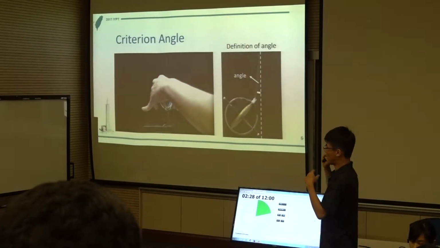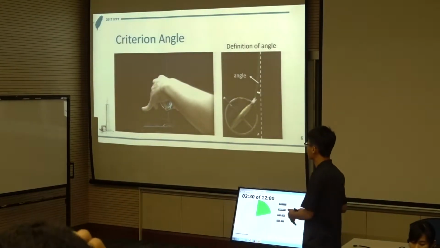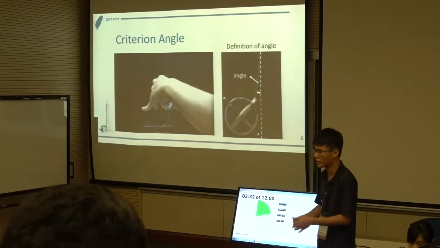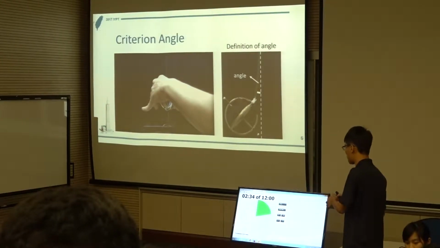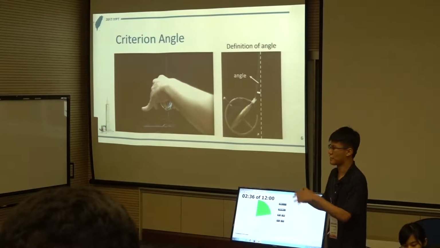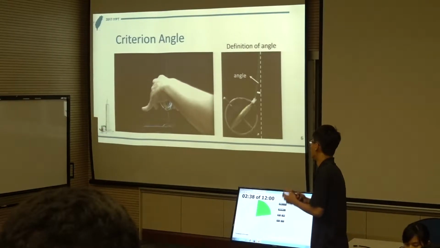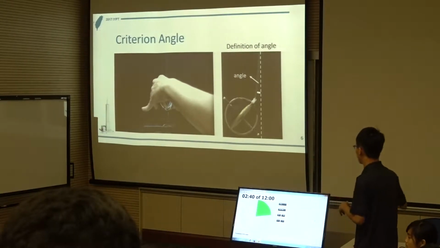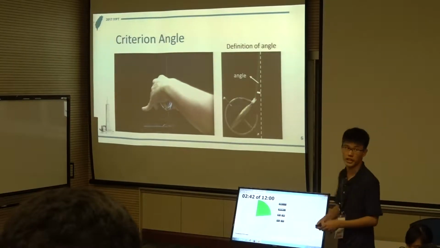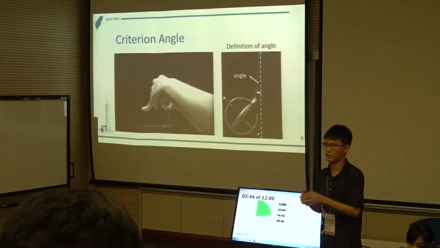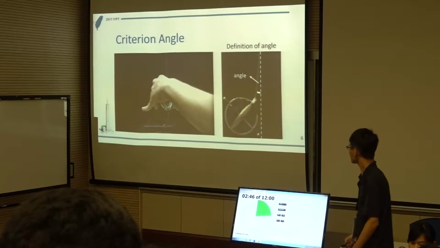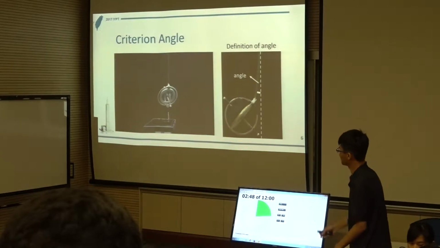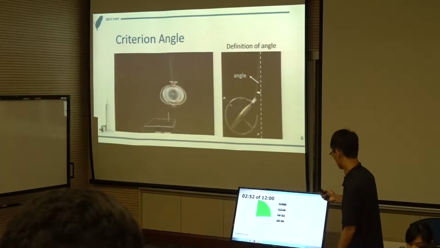In our observation video, we can find that there is a criterion angle, which means the gyroscope tilts and flies to a maximum angle and then reverses. We define this angle like this, and we call it the criterion angle, which is a signature of the torsion gyroscope. Like this video shows, it tilts and flies to a fixed angle.